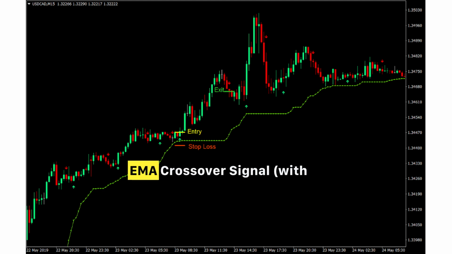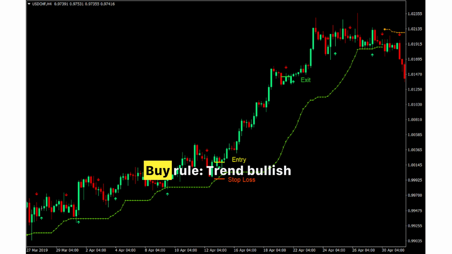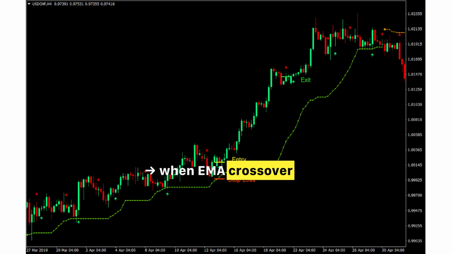Second, we use the EMA Crossover Signal with a 5-period EMA and 10-period EMA to catch the entry. By rule, trend bullish, BBands stop line below price and chartreuse. Wait for price to retrace toward that line. When EMA crossover up arrow appears, enter long.